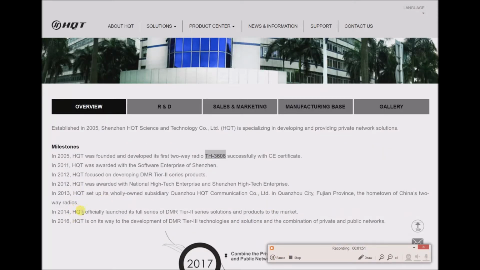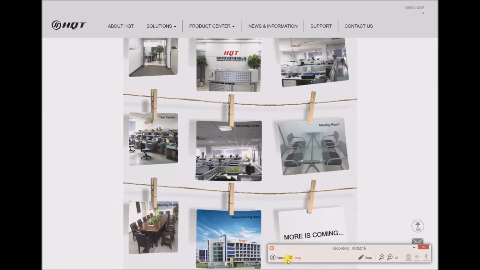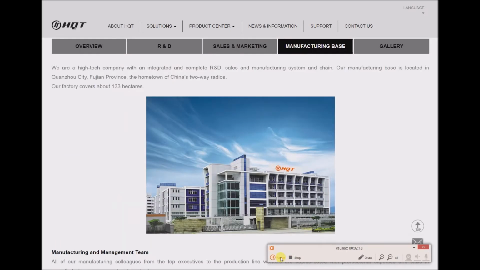Okay, in 2014, HQT officially launched its full series of DMR Tier 2 series solutions and products to the market. In 2016, HQT is on its way to development of the DMR Tier 3 technologies and solutions and the combination of private and public networks. Here's some office pictures. Here's the facility.